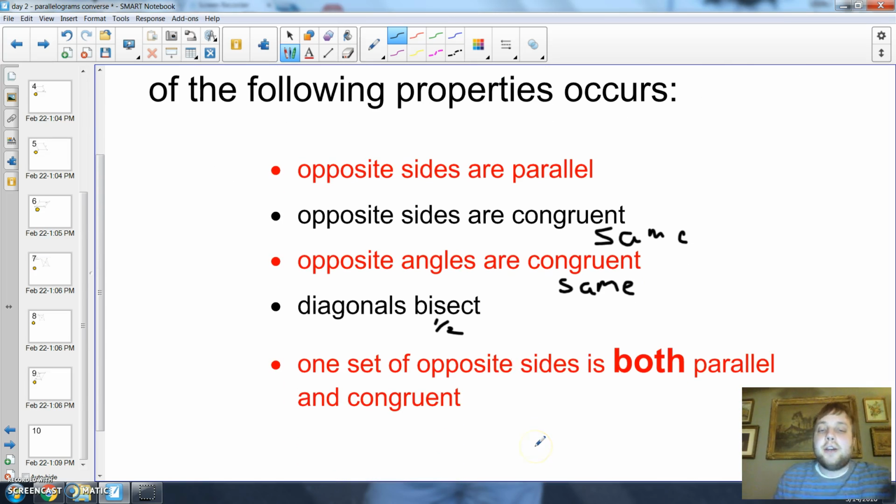And finally, if one set of opposite sides, so only one set, if we only know one set is both parallel and the same, we know it's going to be a parallelogram. I'll put same here.